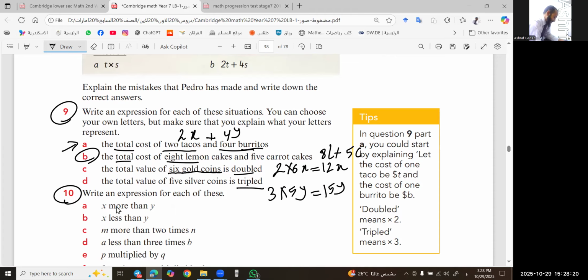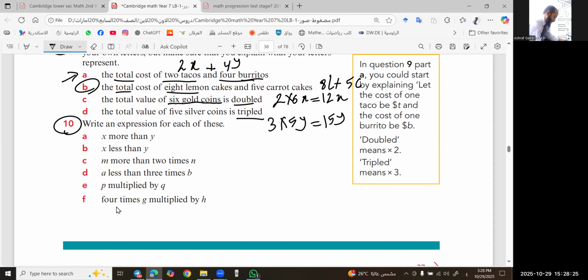Exercise 10. Write an expression for each of these. X more than y, so we write x plus y. Here in exercise number B, x less than y. X less than y means minus, but in this word, which is less than, we cannot change it. We cannot start with x. We start with y. So we write y minus x.